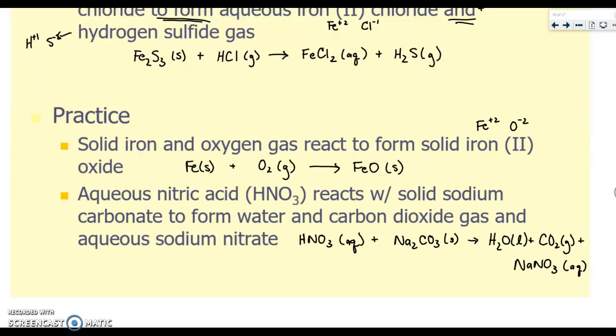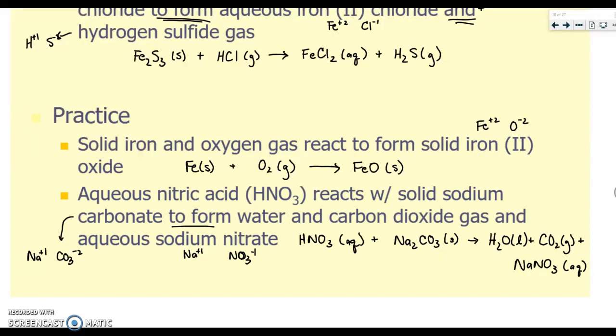Aqueous nitric acid provided. Reacts with solid sodium carbonate. Again, crossing our charges. Sodium is +1. Carbonate is a polyatomic, that's -2. And you should get Na2CO3. To form, there's your arrow. Water, plus carbon dioxide, and aqueous sodium nitrate. Again, here sodium is +1, nitrate is -1, so they go together.